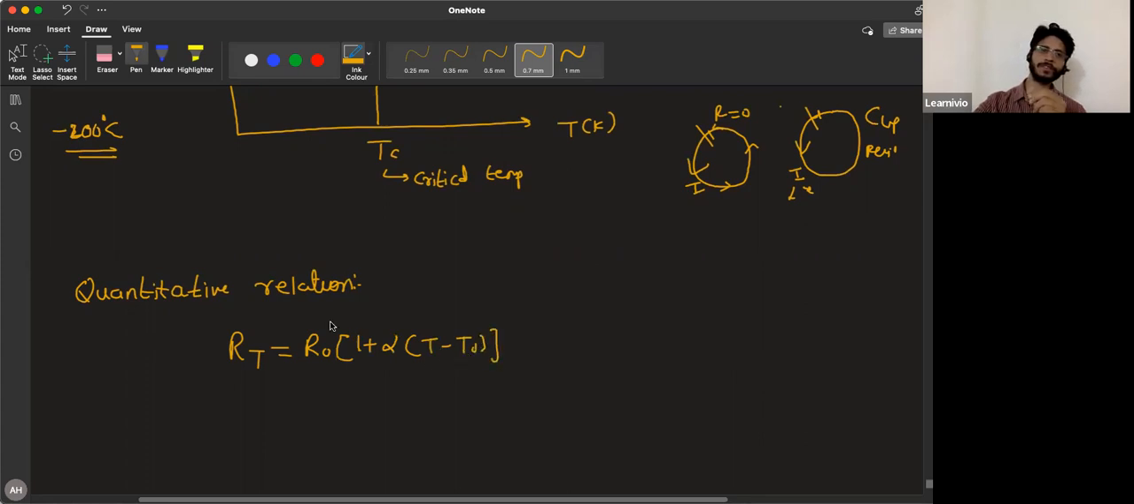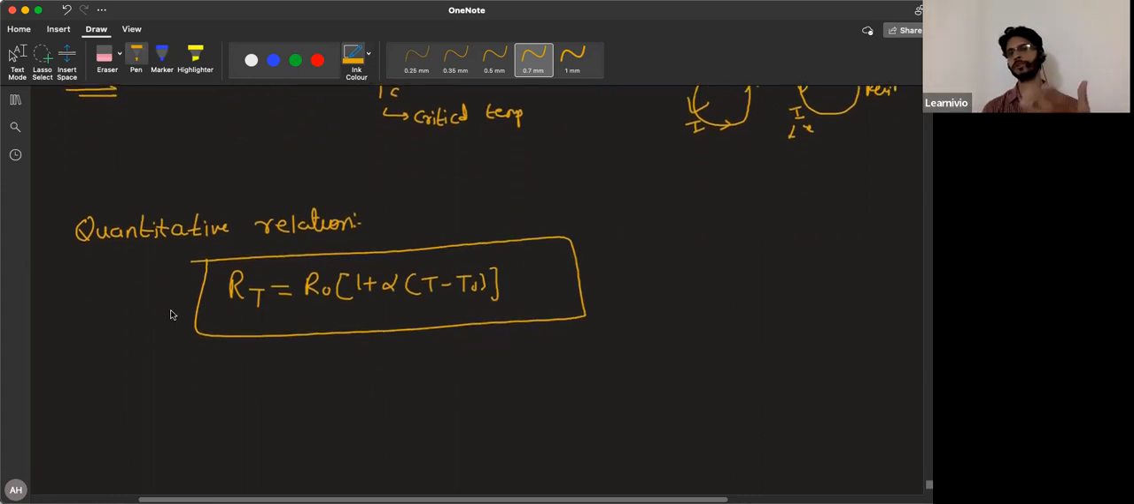The derivation of this expression is not a part of your syllabus. We will not derive it. You just have to remember the relation and then we'll do numericals on it. Look at each and every term. R naught is resistance at some temperature T naught. So R naught is resistance at temperature T naught.